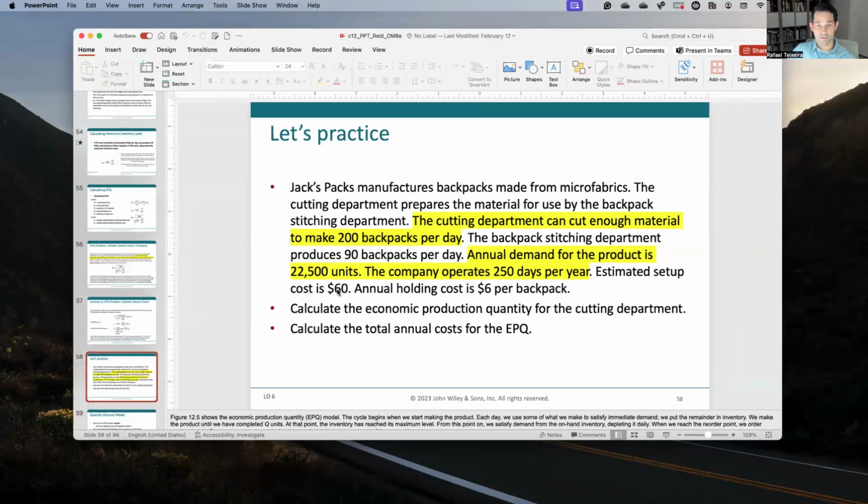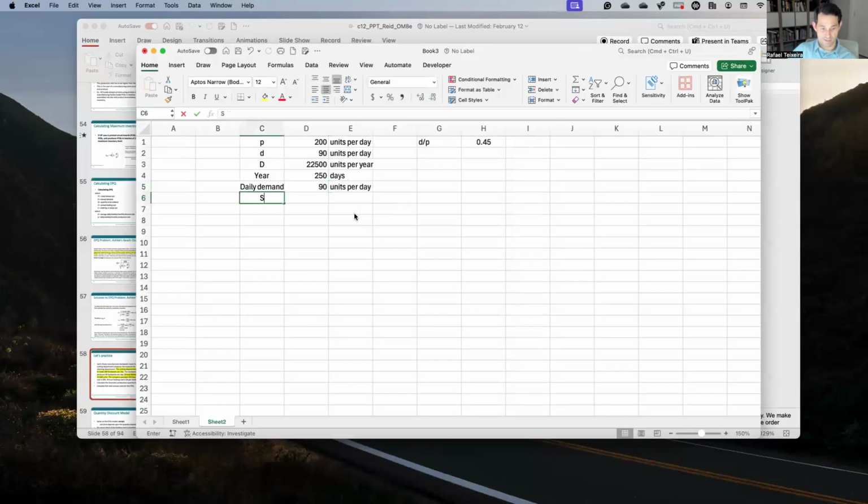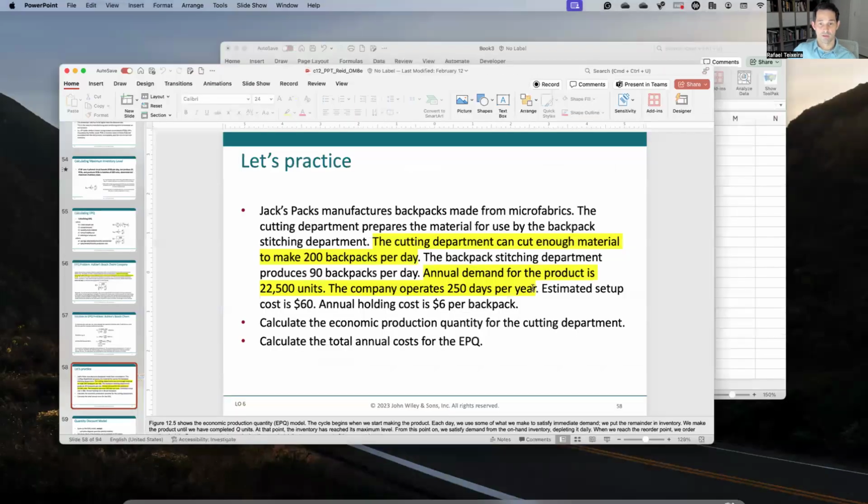Estimated setup cost is 60. So my setup cost is $60 per setup. My holding cost is $6 per unit. Okay, that's all right.